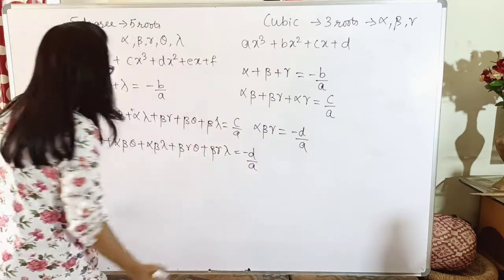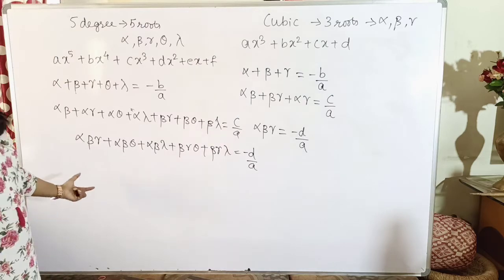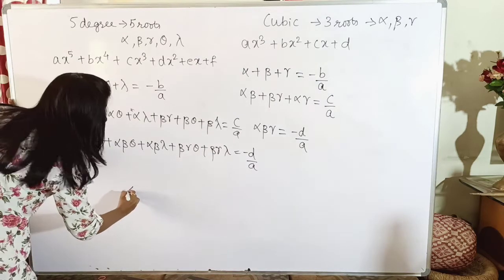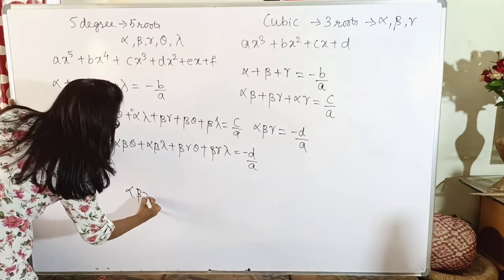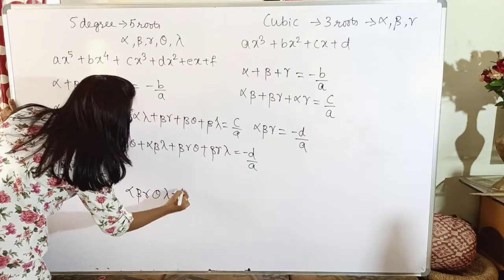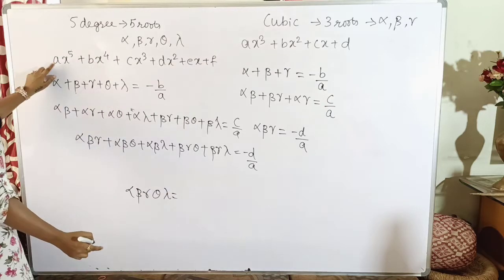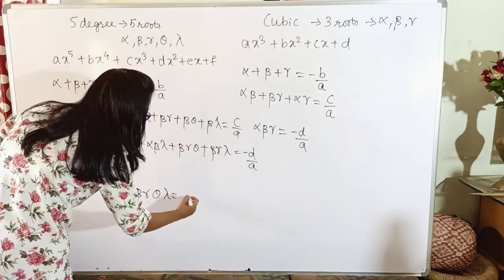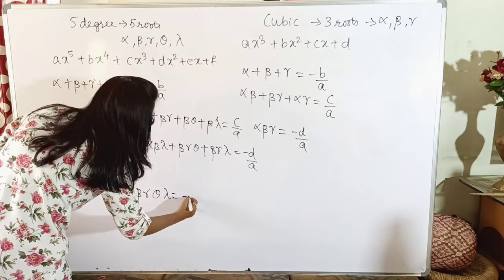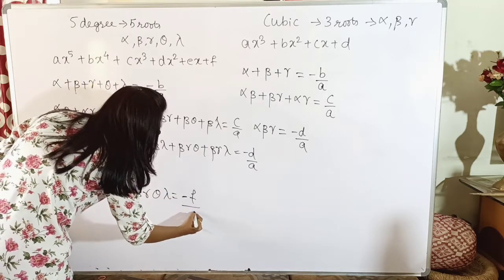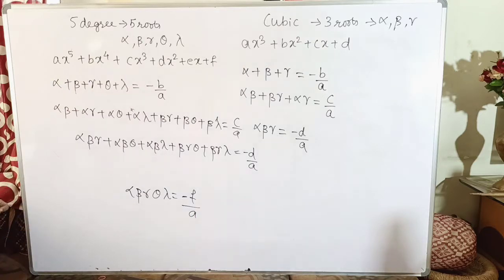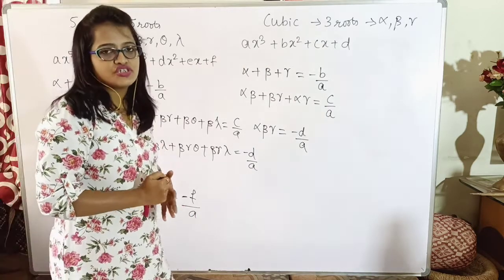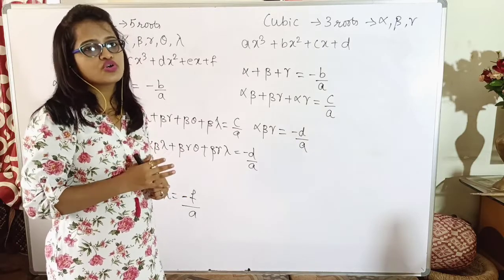Yes. Now in the fourth case you will be considering 4 roots at a time, and in the fifth case you will be considering the 5 roots. So directly the 5 roots will have only one combination, which is nothing but the constant upon the coefficient of the first term. Here it was negative, again here it will be negative, that is minus f by a. Okay, so this is the standard form of deriving the relation between the sum of the roots and product of the roots.